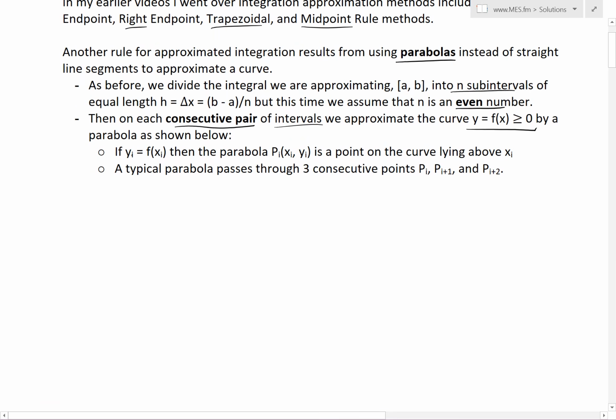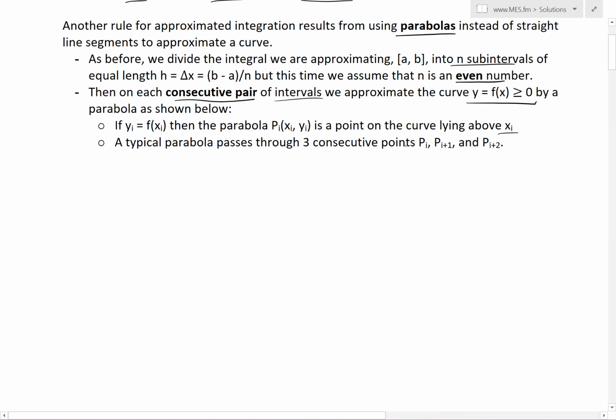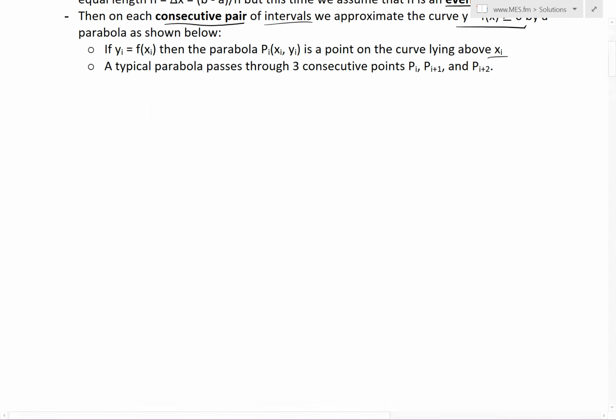And then if yi equals f of xi, then the parabola here is Pi of (xi, yi). In this case I'm writing it as two variables, which will make more sense later down the road as well. This is just a point on the curve lying above xi, and a typical parabola passes through three consecutive points, Pi, Pi plus 1, and Pi plus 2. This looks a bit confusing, but if you start drawing it out, it makes more sense.